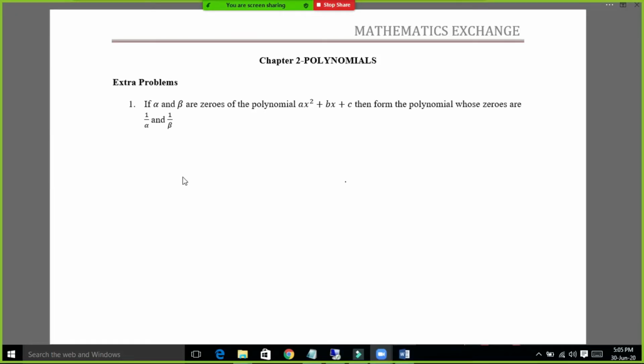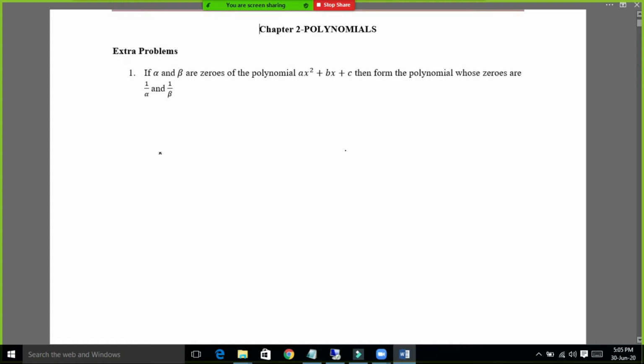Today we see the extra problems of chapter 2, Polynomials. These problems are taken from S. Chand. So the first problem is, if alpha and beta are the zeros of the polynomial ax square plus bx plus c, then form the polynomial whose zeros are 1 by alpha and 1 by beta.